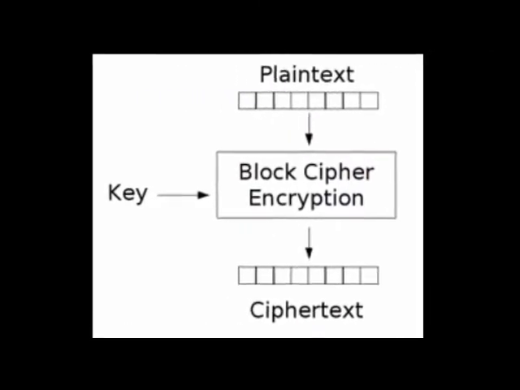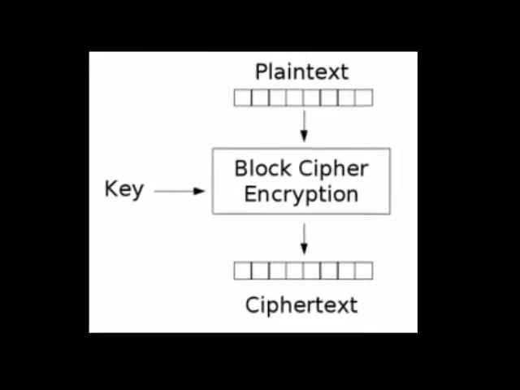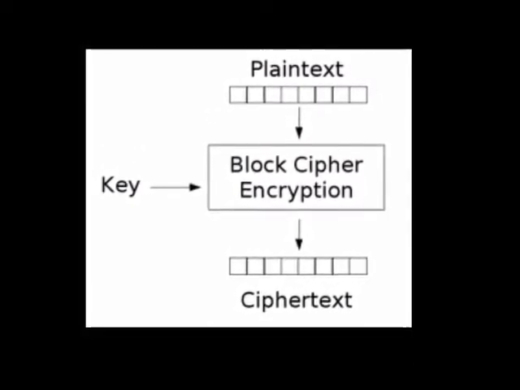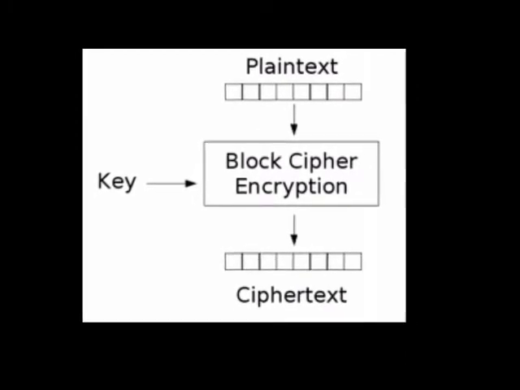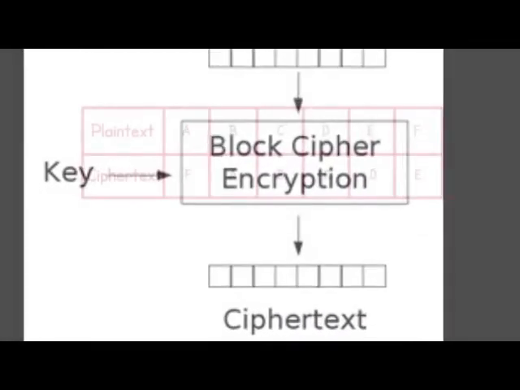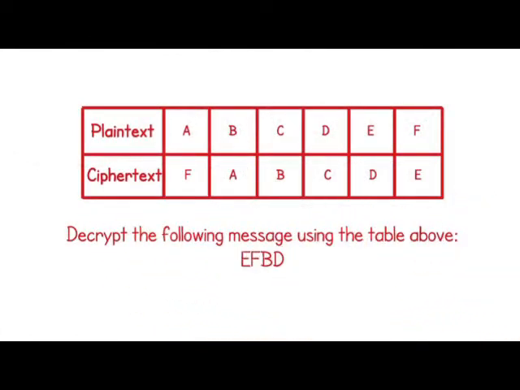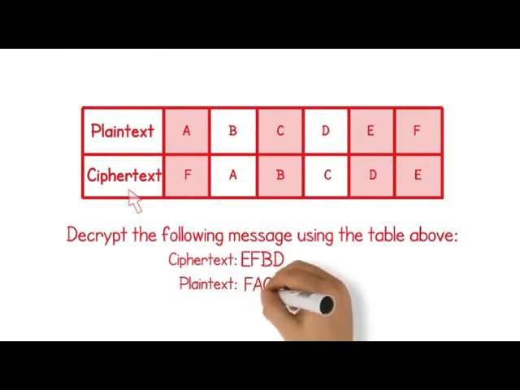Now our next topic is block cipher. Block cipher is a little bit different. We can convert a plain text into ciphertext using some keys, which will protect and hide our information. To understand what is block cipher, let's see a table. I mention here plain text and ciphertext. Let's decrypt the following message where ciphertext is EFBD and its plain text is FACE. We can translate it.